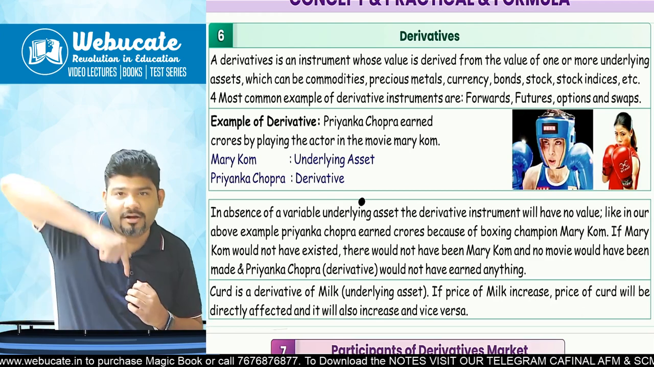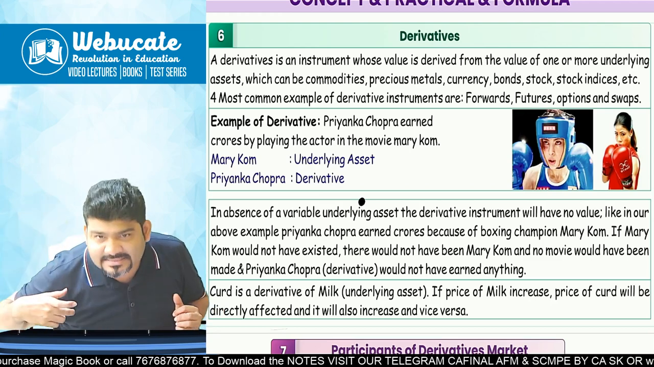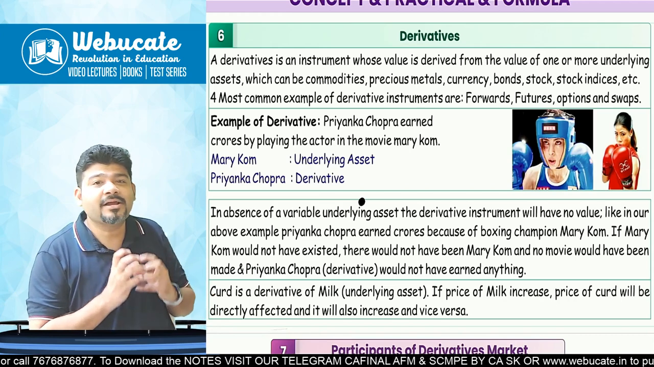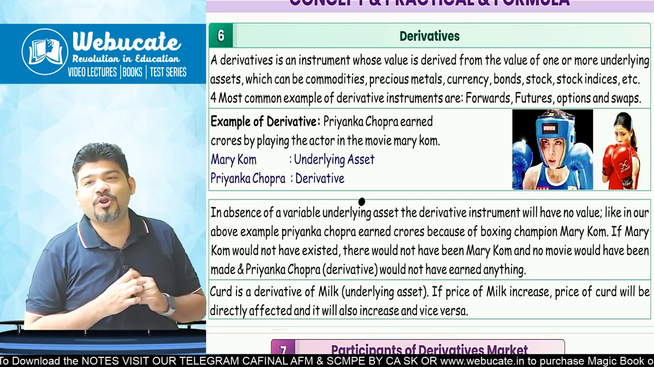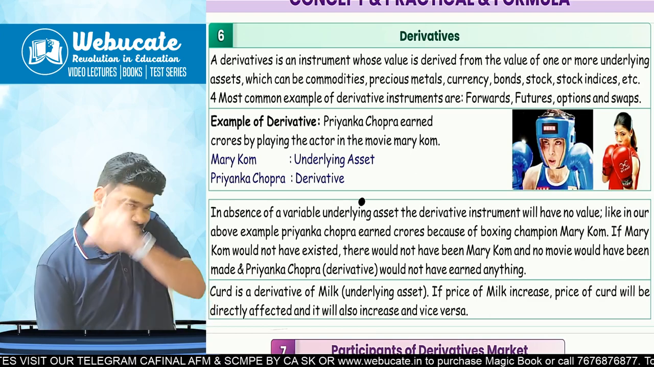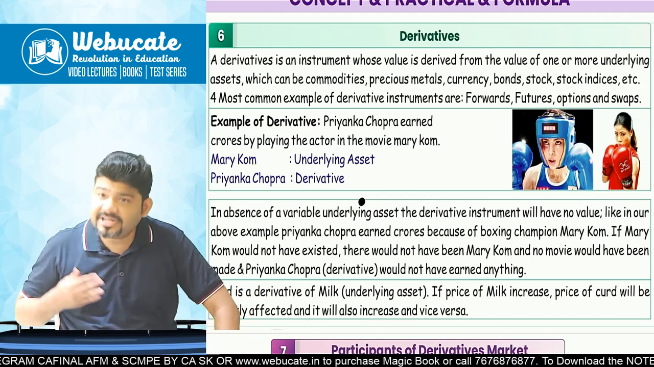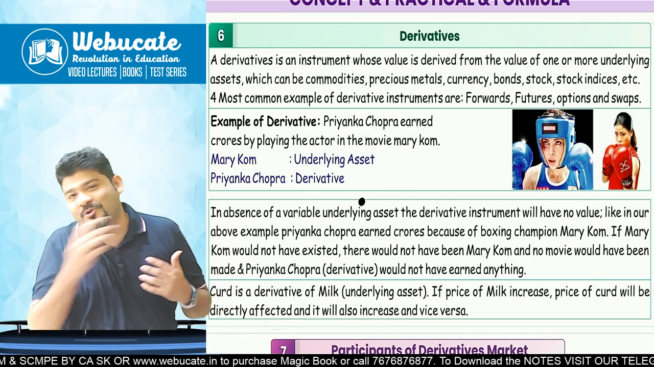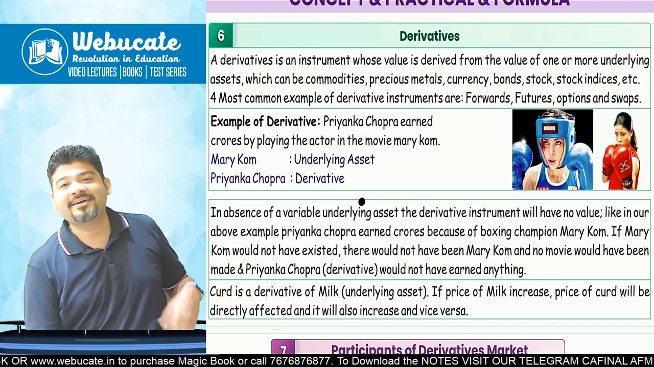Based on her, right? So she, the real Mary Kom, is like the underlying asset. Based on her, the movie was made and Priyanka Chopra was a derivative of the underlying asset who played the role of Mary Kom. The better Mary Kom won the gold, the better it helped Priyanka Chopra to make her name in the movie industry for that particular movie. In fact, the movie earned more than the real character, and that's what derivatives can also do in your real life trading as well.